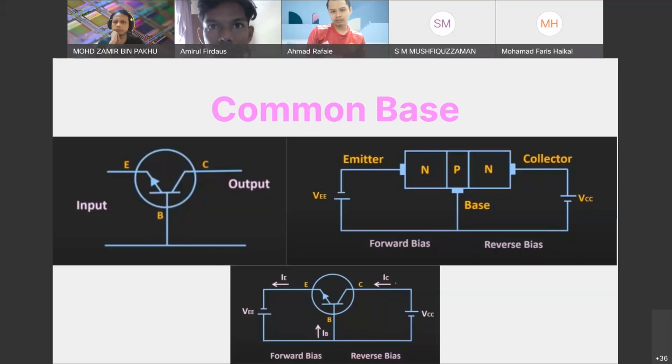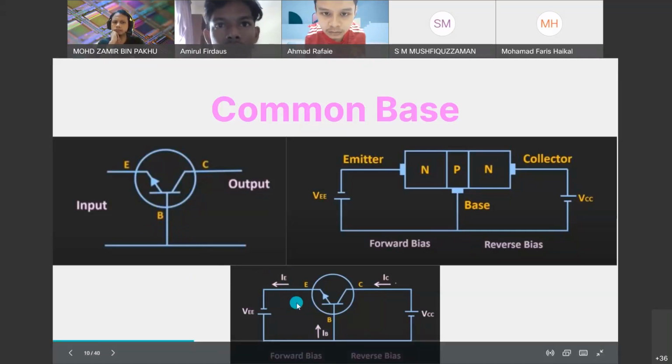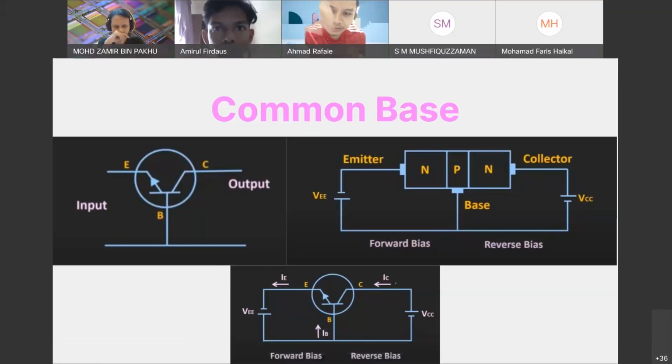In this NPN transistor, you can see the direction of the current looks like this. That means the emitter current will go away from the transistor, while the base current and collector current will enter the transistor. The behavior of the common base configuration can be described by two characteristics: the input characteristic and the output characteristic.